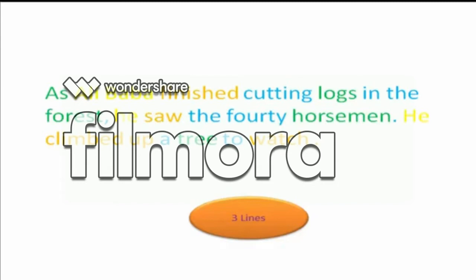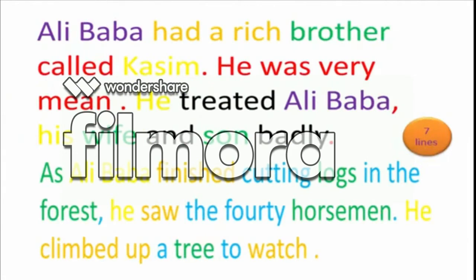As Ali Baba finished cutting logs in the forest, he saw the 40 horsemen. He climbed up a tree to watch. Here is the final passages. Notice we have only 7 lines. We had about 13 lines. كان لدينا حوالي 13 أسطر فأصبح النصف. Just 7 lines 7 أسطر ولم يتغير المعنى.